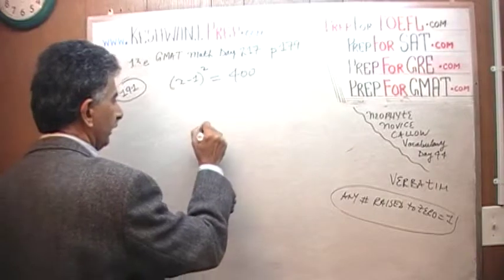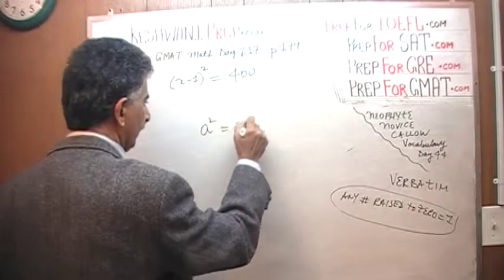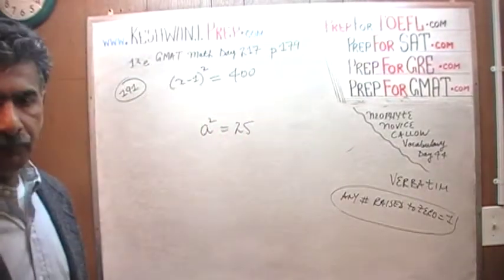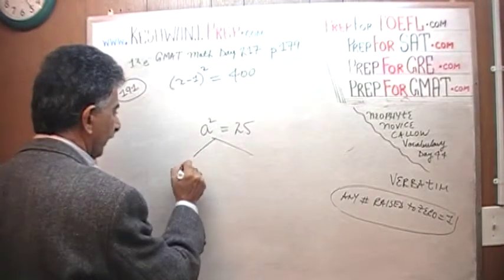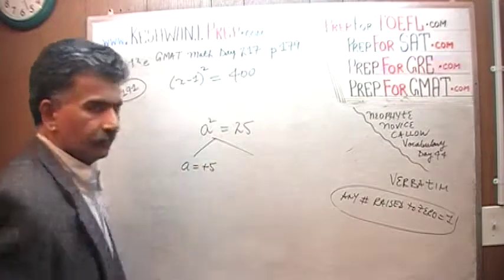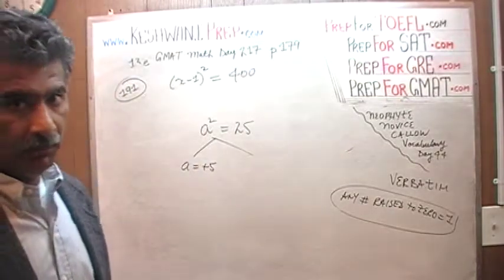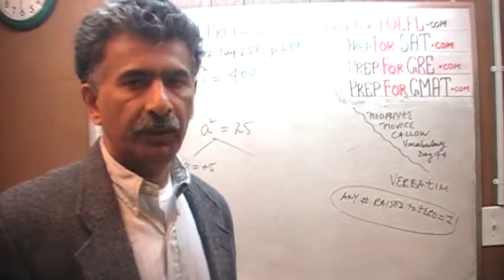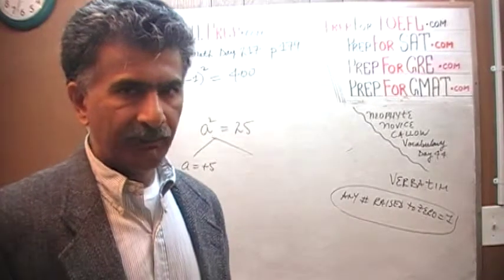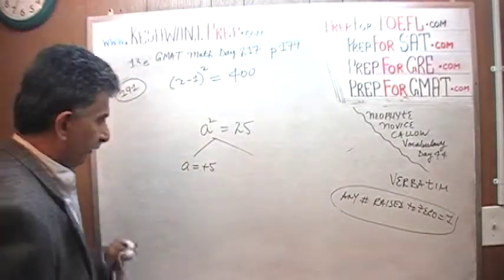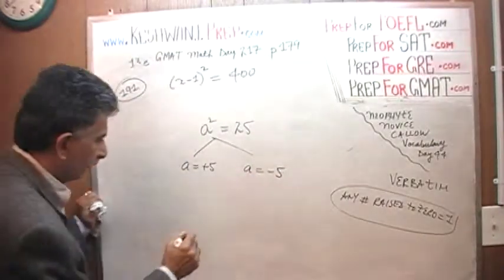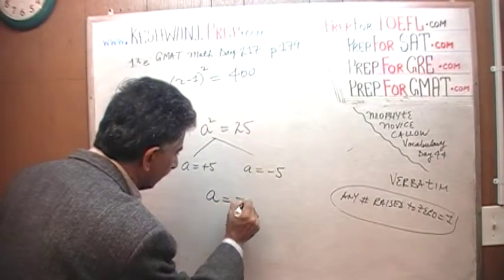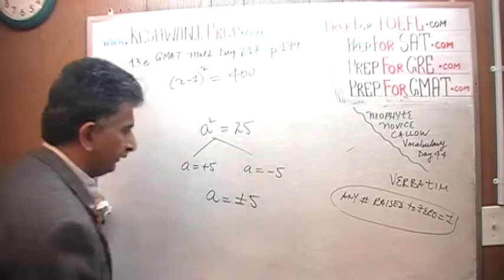If I were to tell you that a squared equals 25, how much is a? And if you're telling me that a is 5, you're not entirely wrong, but you're also not entirely right. That's only half the answer. a could be positive 5 or a could be negative 5. And this is how we write it. We would say that a equals either positive 5 or negative 5.